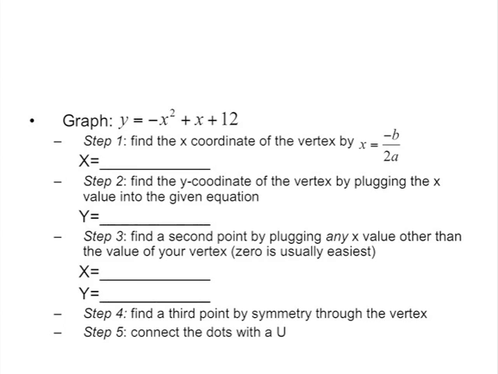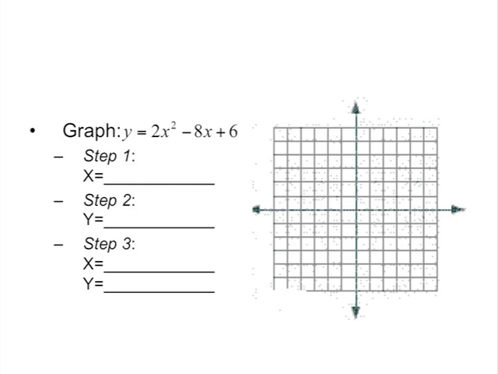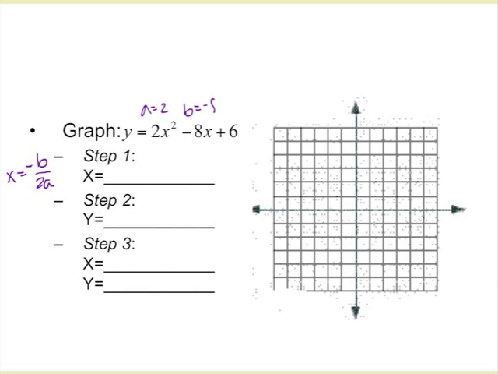All right, let's do another example. So step 1 is that we're going to do x equals negative b over 2a. So in this equation, a is 2, b is negative 8, and c is 6. Make sure you always connect a negative to the number that's following it. So b isn't just 8, b is negative 8. Always take those negatives to be part of the number.